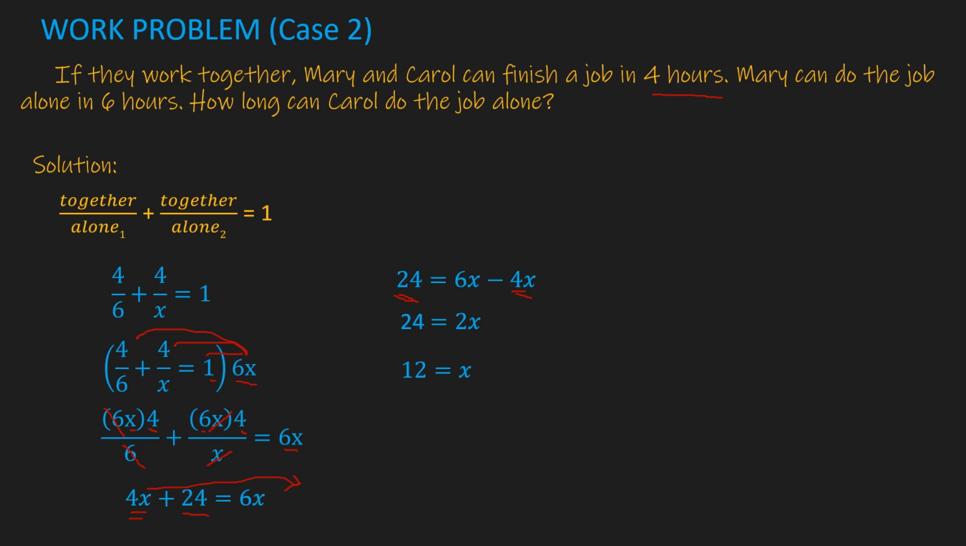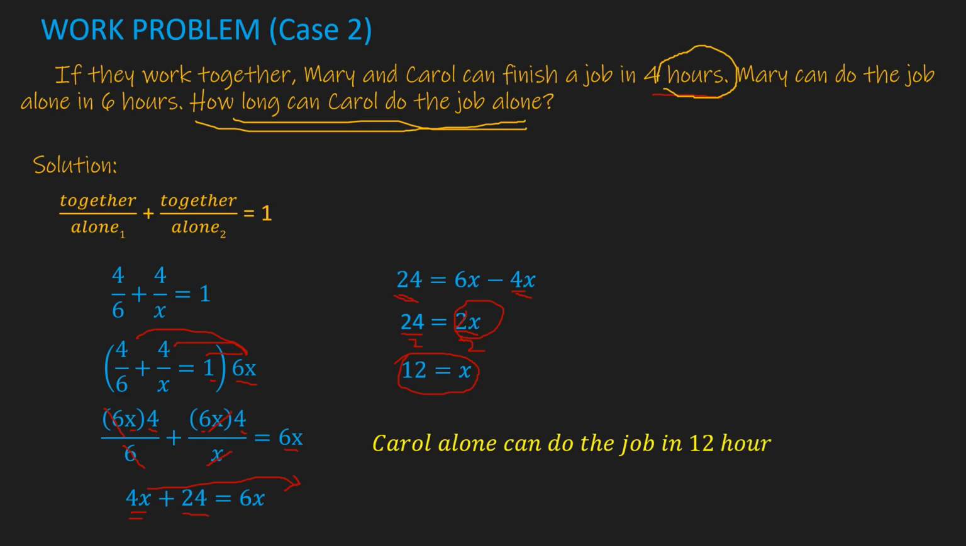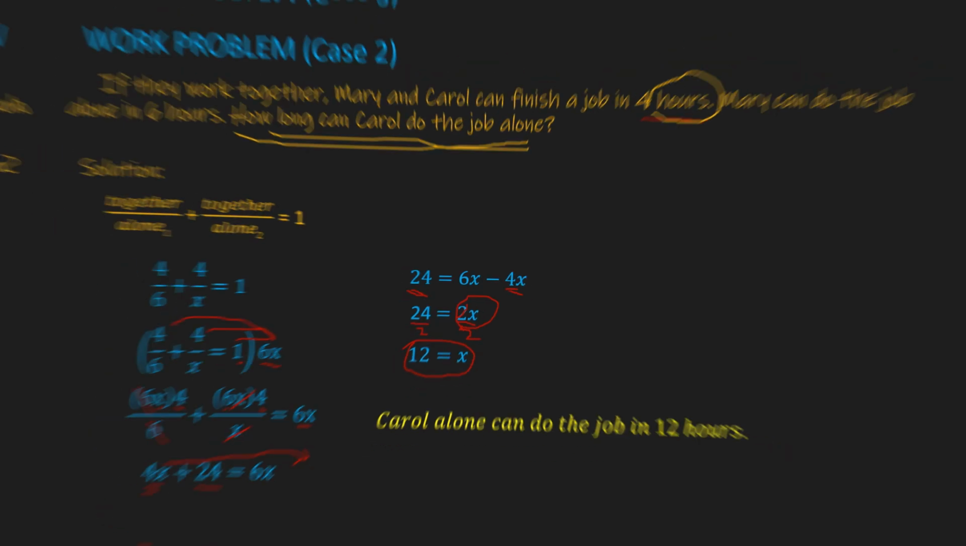And if we divide 2x by 2, the 2 is eliminated. And if we divide 24 by 2, then we will get 12. So therefore, x is equal to 12. And since the unit of time is hours, it's 12 hours. Carol will finish the job alone in 12 hours. So our answer is: Carol alone can do the job in 12 hours.